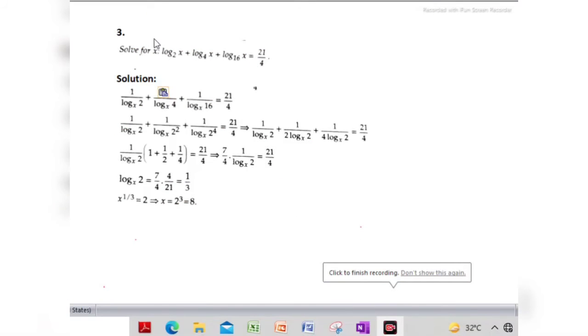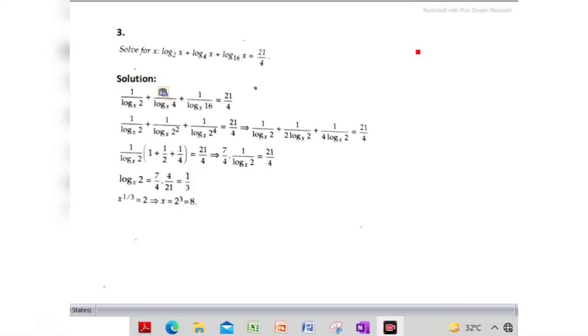Now let us do the next example, in which we need to find out the value of x. The question is log of x to the base 2 plus log of x to the base 4 plus log of x to the base 16 is equal to 21 by 4. Now let us see how we can solve this.